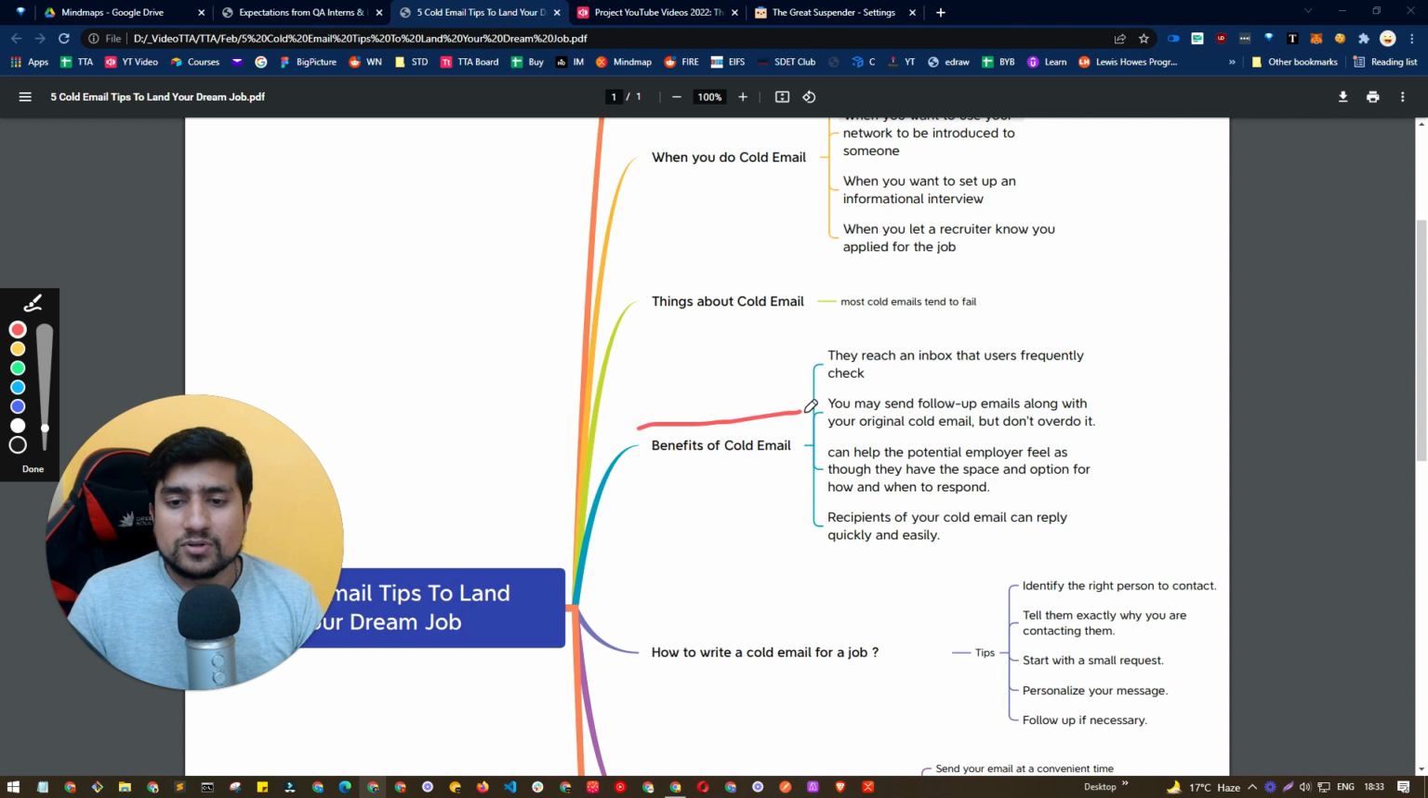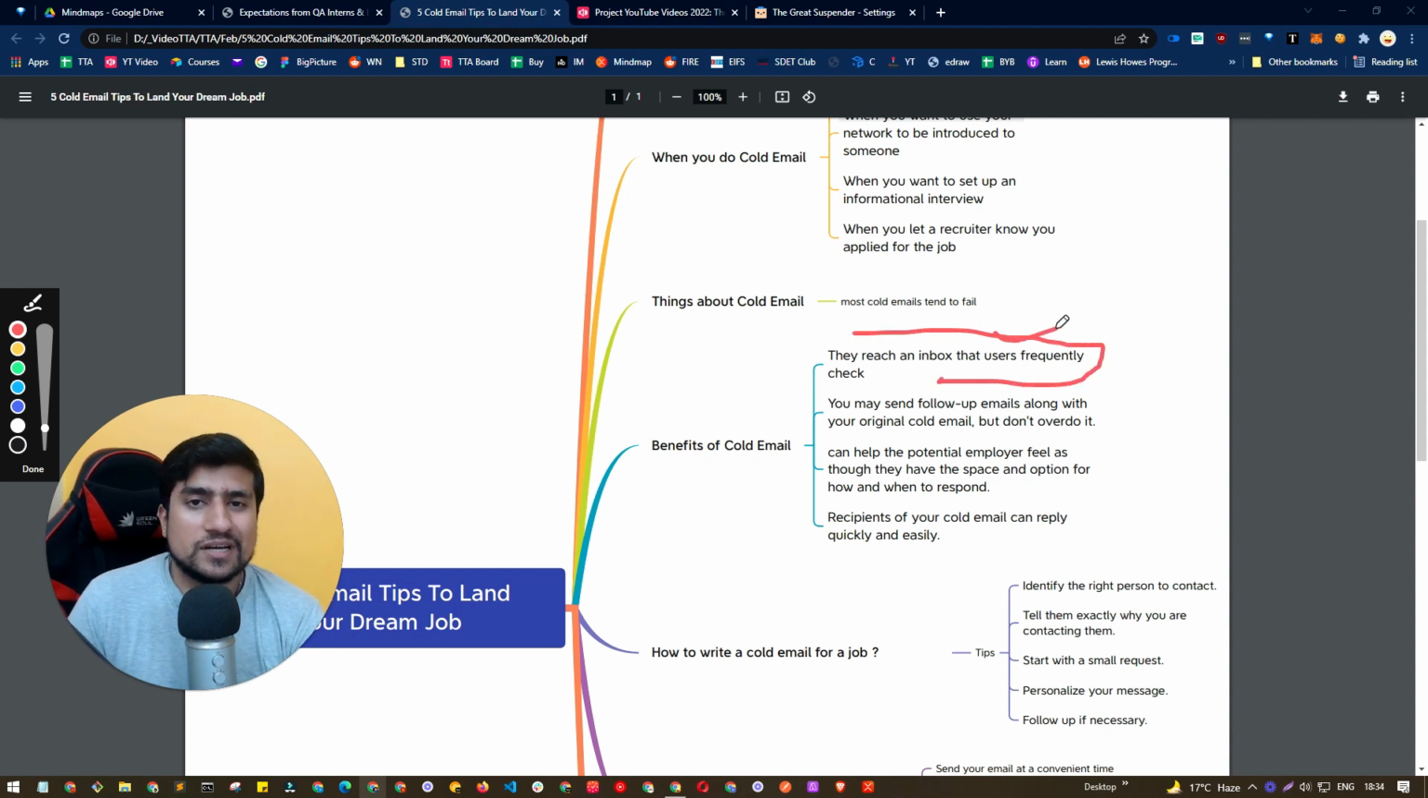Now let's jump to the very important question, like what are the benefits of the cold email, right? The first benefit is that it basically reaches the user inbox, so they can see that you have applied for the job. Okay, you are the right candidate because you have applied. You have an advantage there.